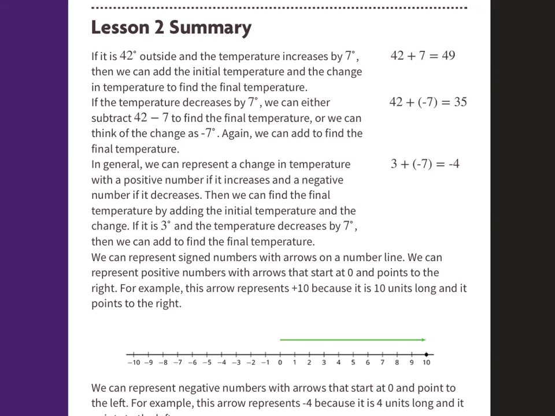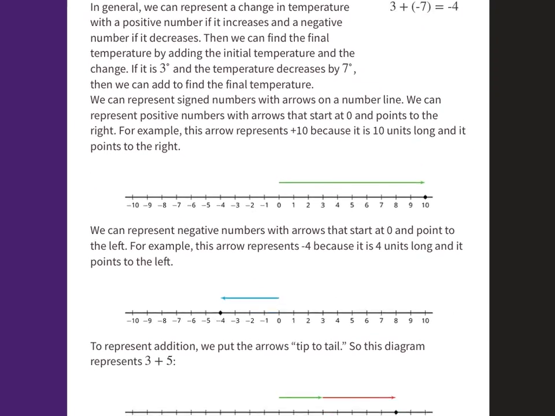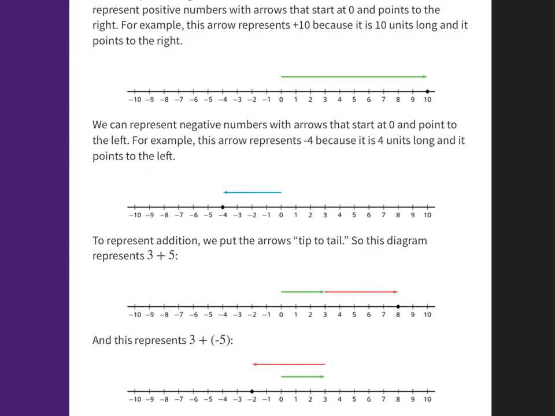We can represent the signed numbers with arrows on the number line. We can represent positive numbers, arrows going to the right, and negative numbers going to the left. For example, this arrow represents positive 10 because it's 10 units long and it points to the right. We can represent negative numbers with arrows that start at 0 and point to the left. For example, this arrow represents negative 4 because it's 4 units long and points to the left. To represent addition, we put arrows tip to tail. So this diagram represents 3 plus 5. Green 3, red 5. So 3 plus 5, we end up at 8.